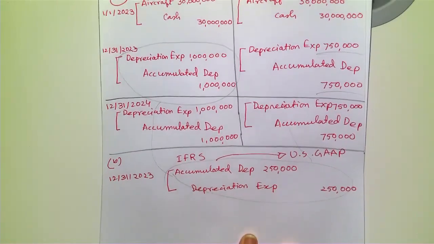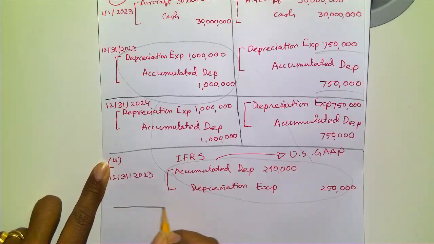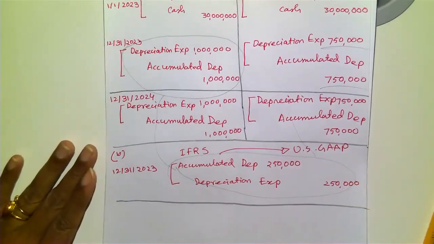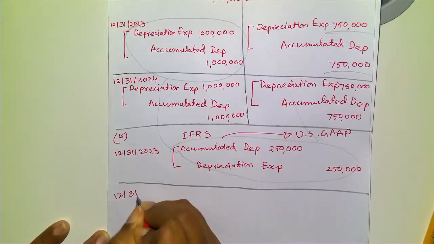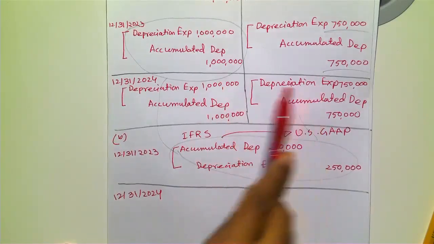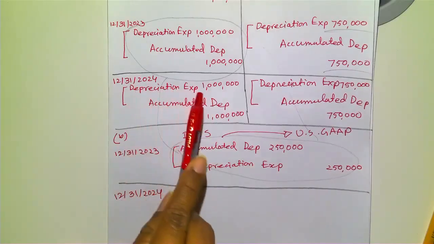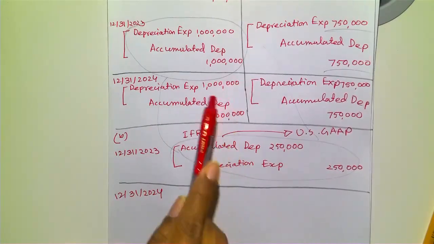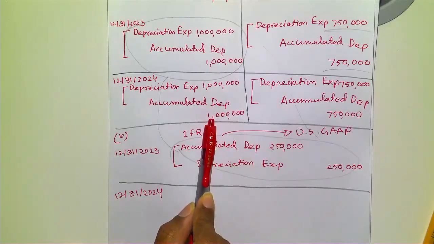Second year, what will happen? Second year is a little bit complicated, not that much, but if you already told me that, let's do the second year's conversion. We are now on December 31st, 2024. Now, remember one thing. Second year, I see the same thing, their expense is higher by 250. Depreciation expense is higher by 250, so I will reduce it by 250. Then, accumulated depreciation is also higher by 250.